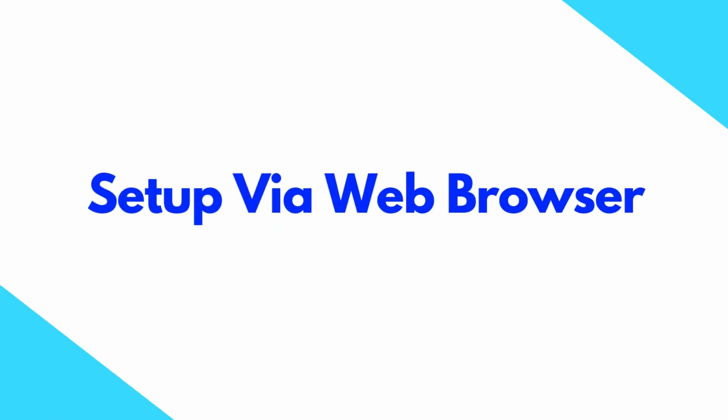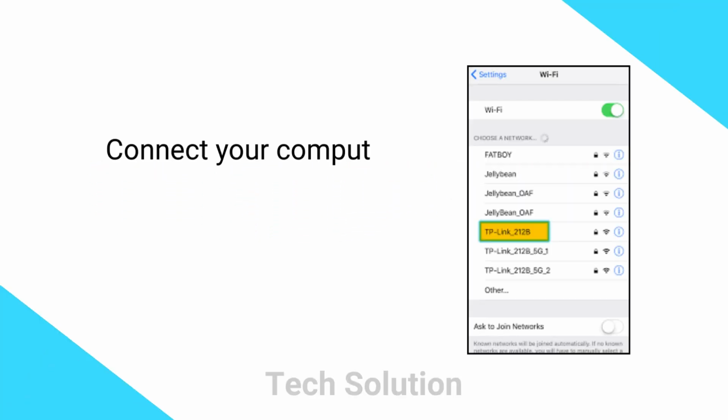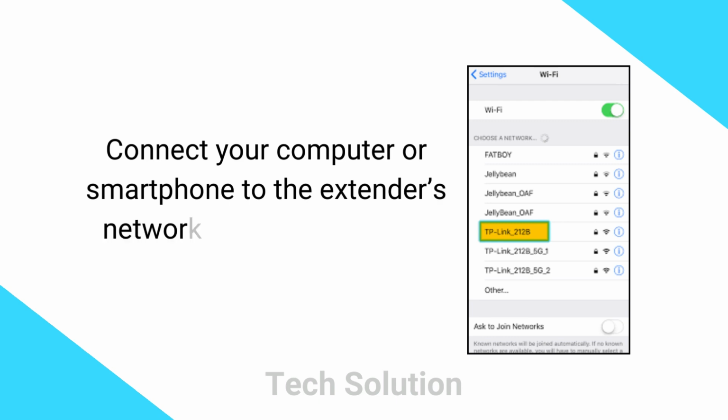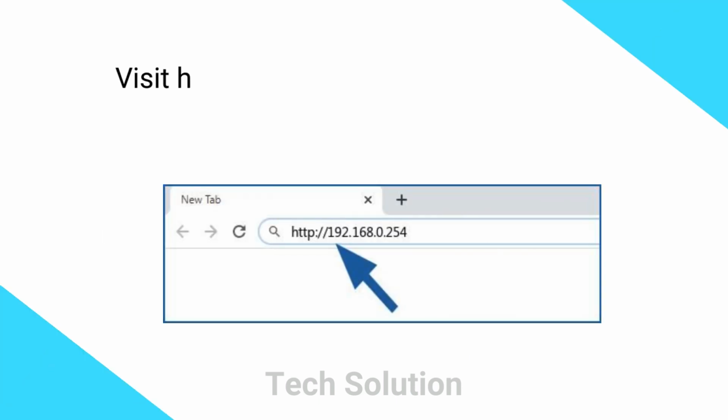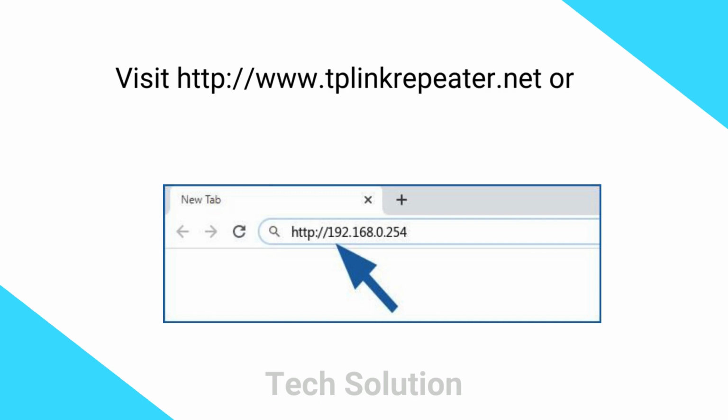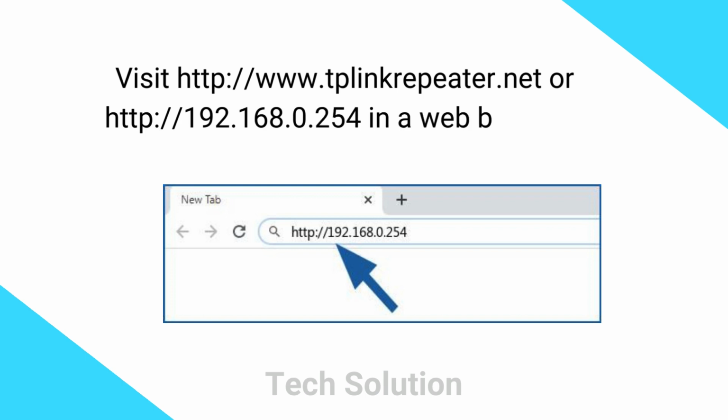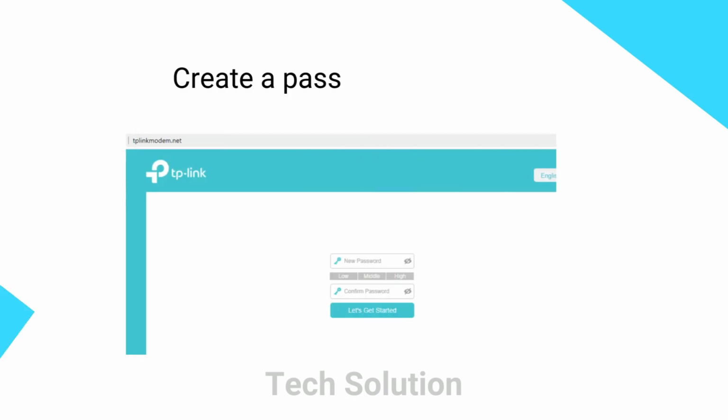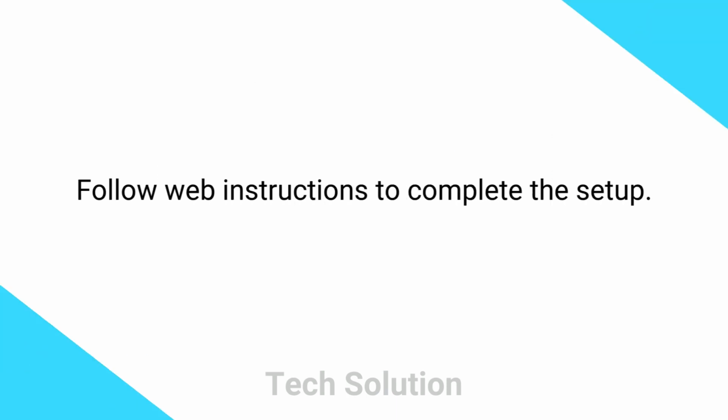Setup via web browser. Connect your computer or smartphone to the extender's network TP-Link_extender. Visit http://tplinkrepeater.net or http://192.168.0.254 in a web browser. Create a password to log in. Follow web instructions to complete the setup.